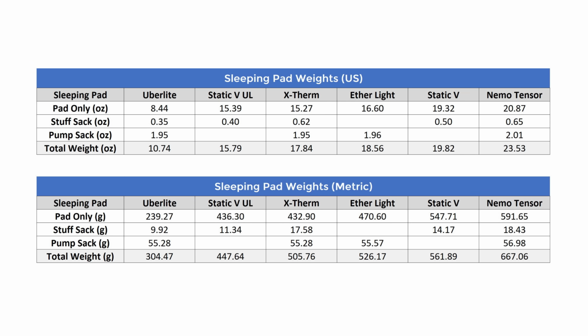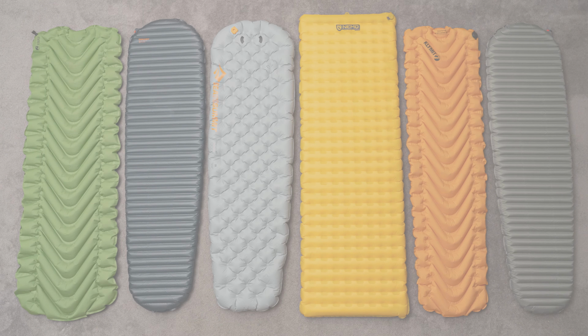And the main things that I want to point out on this page are that the Uberlight is by far the lightest pad, coming in at a total weight of 10.7 ounces. Now, on the opposite end of the spectrum is the Nemo Tensor, coming in the heaviest at 23.5 ounces. However, keep in mind that that is for the long and wide version. If you were to go with the regular version, which is about the same size as the rest of these pads, that one comes in at a total weight of 17.8 ounces, making it almost the exact same weight as the X-Therm. And now for what is probably the most important detail.